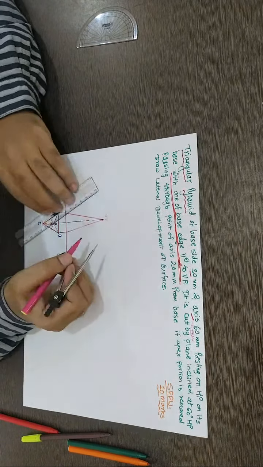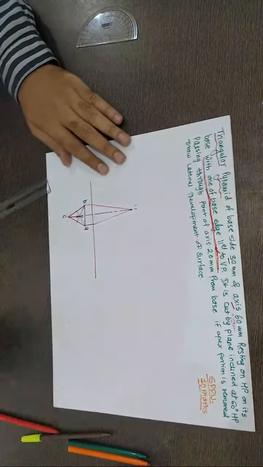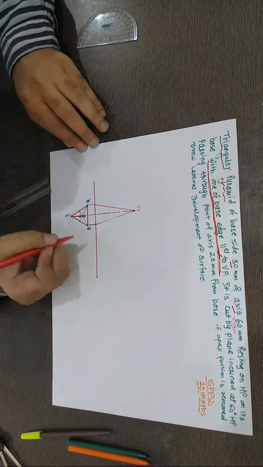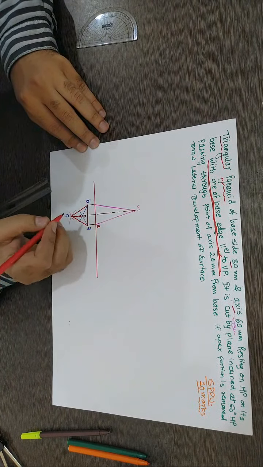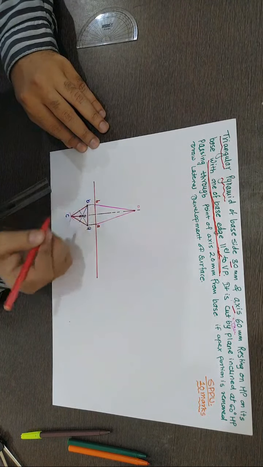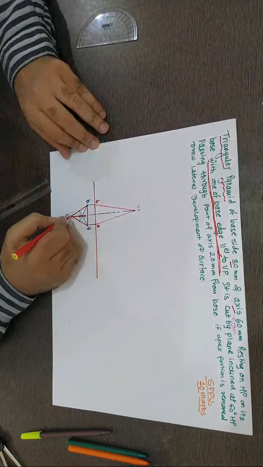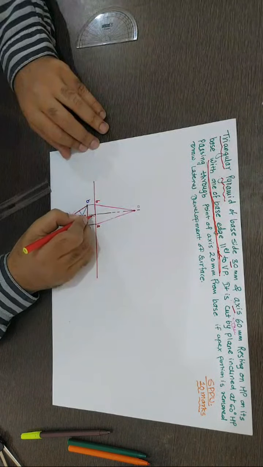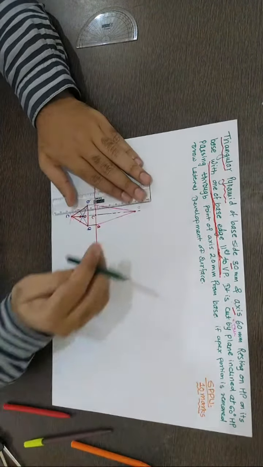So what you can see right now is the front view. Give the notation. Suppose this is A, this is B. Now, if you see this, it's coinciding with this, so this will be C. You can draw it in a similar fashion.